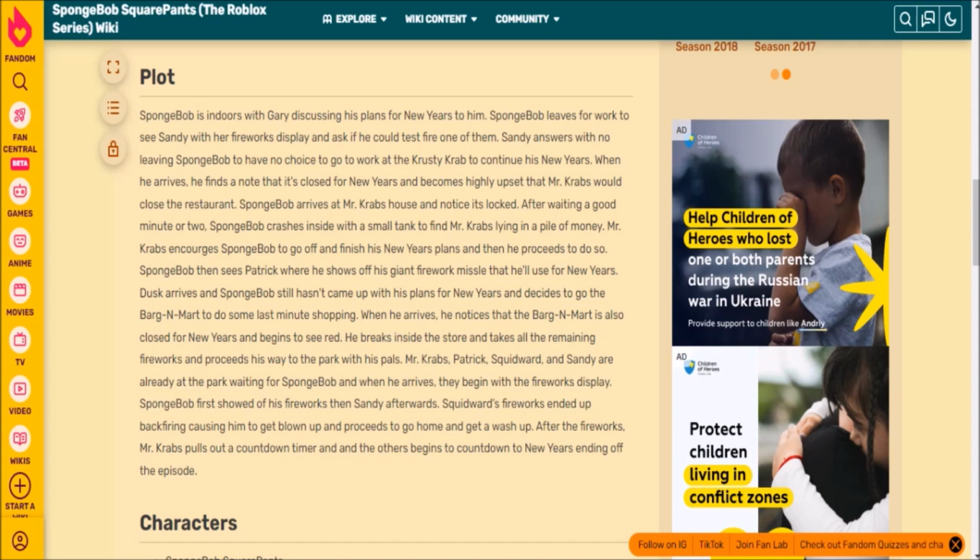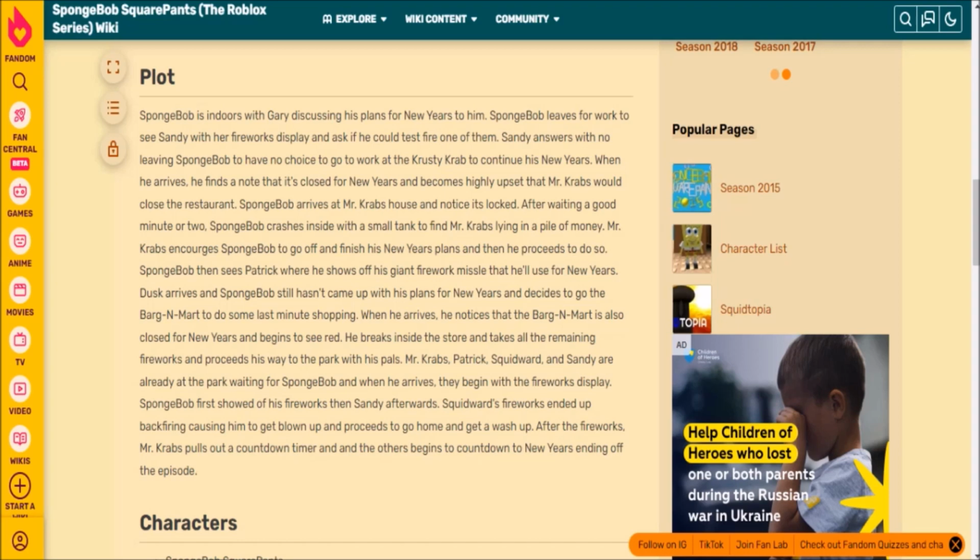When he arrives, he finds a note that it's closed for New Year's. He becomes highly upset that Mr. Krabs will close the restaurant.